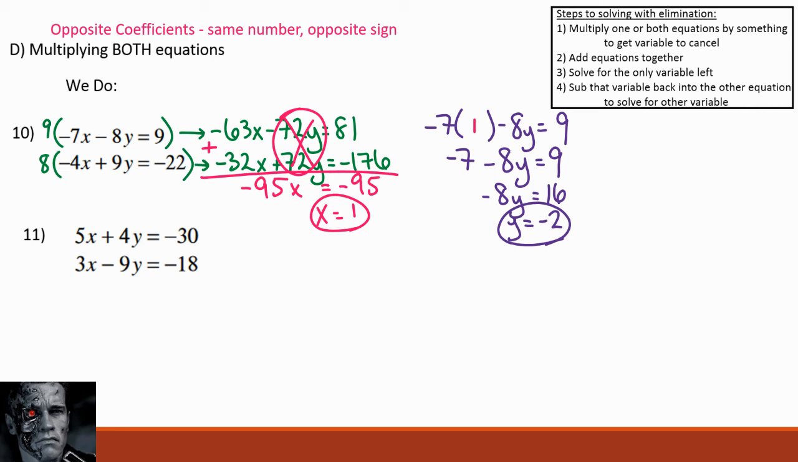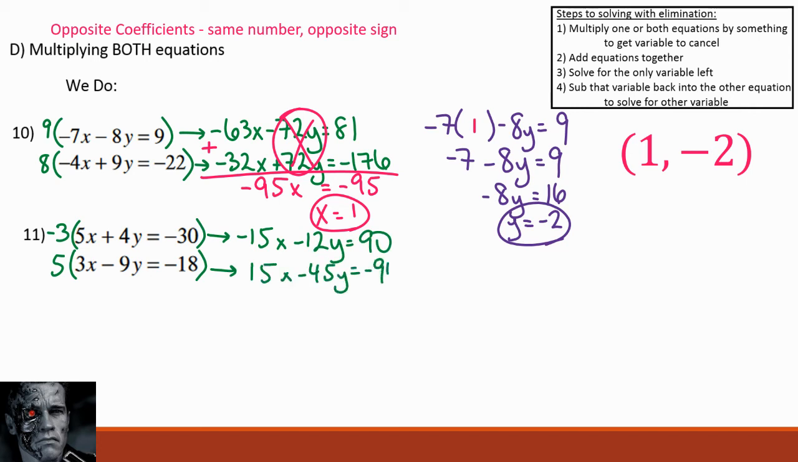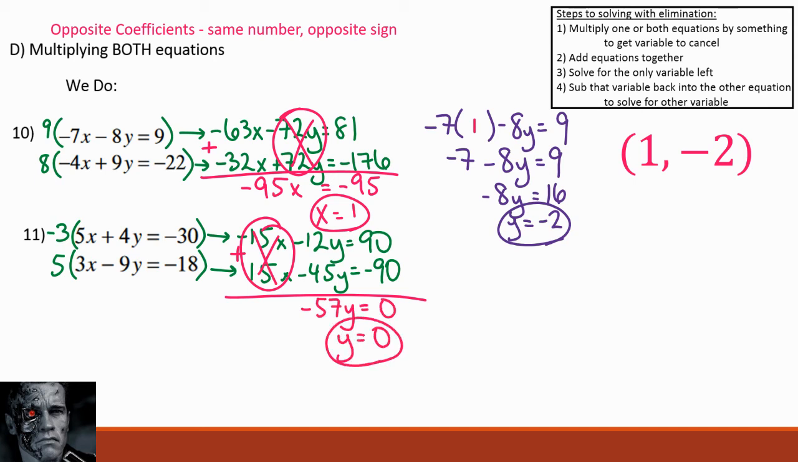I can multiply the top by -3 and the bottom by 5 as well. So I'm eliminating the x by multiplying that. Now, some people do elimination twice instead of substitution. That works too. This one, y equals 0, which is nice because plugging in 0 is awesome.